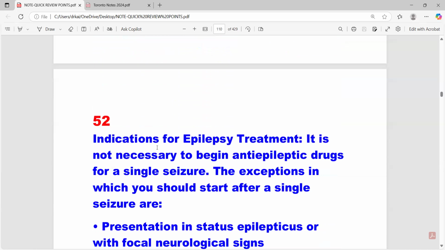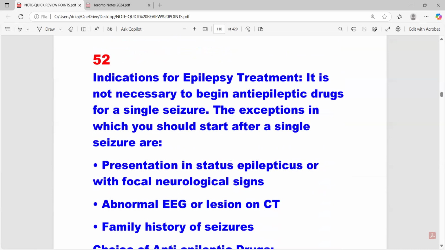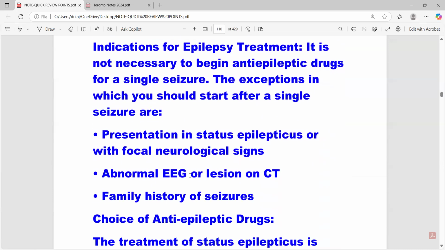Regarding treatment of epilepsy, it is not necessary to begin an anti-epileptic drug for a single seizure, because it could be a febrile one or it could be something else. The exceptions in which you should start treatment are presentation in status epilepticus or with focal neurological signs, abnormal EEG or a lesion on CT scan, like a tumor, or a family history of seizures. In those cases, we do start the treatment.